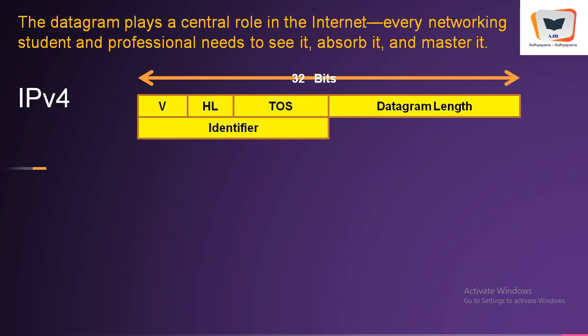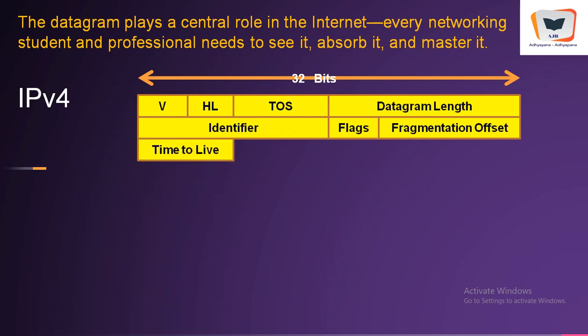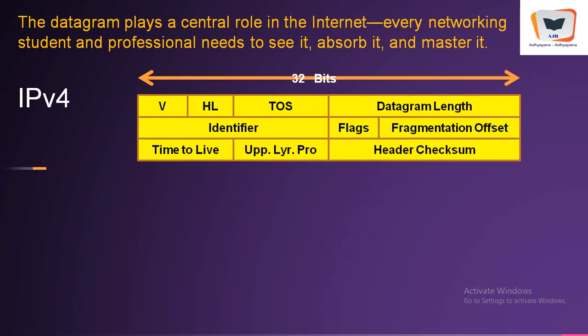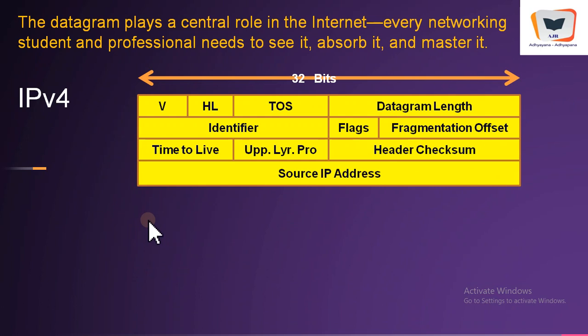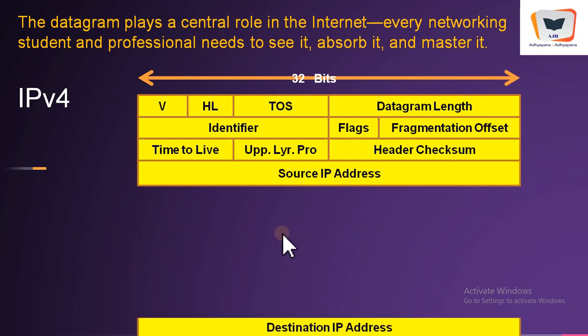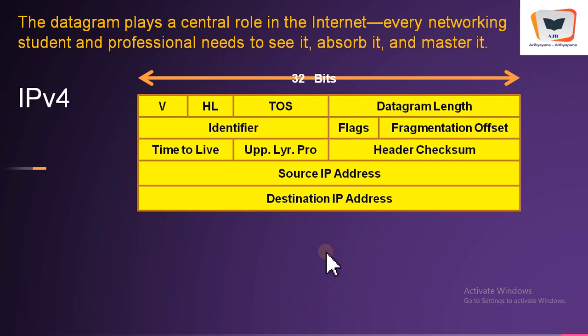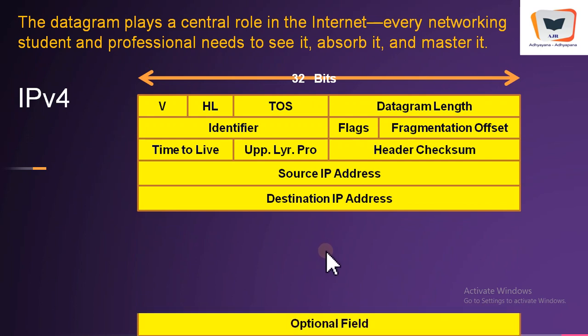Then comes in the next layer the identifier field, the flags field of 3 bits wide, and then comes the fragmentation offset field. Then it is time to live, an 8-bit field, and the upper layer protocol field, the header checksum field. Next comes the source IP address, which is 32 bits, in dotted decimal representation, and the destination IP address, which is also as wide as 32 bits.